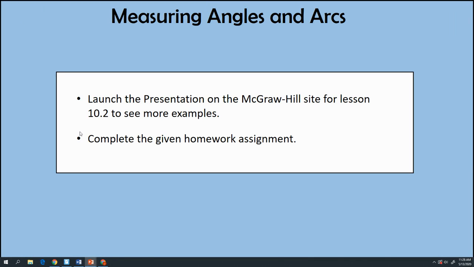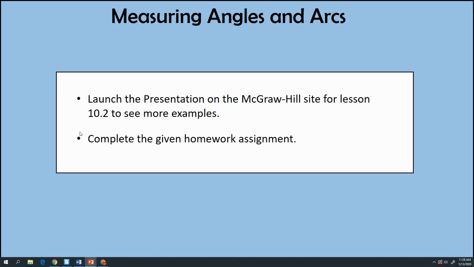All right, we're going to do the second part of lesson 10.2 on measuring angles and arcs. In the previous part of this lesson, we focused on how to find central angles, what they were, and how they relate to arcs and so forth. Today, we're going to get more into finding arc length.